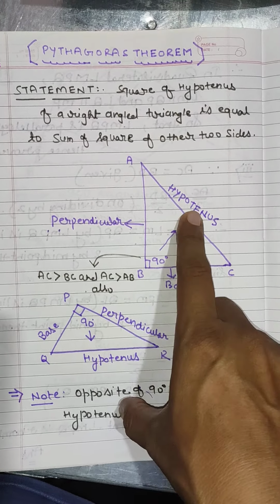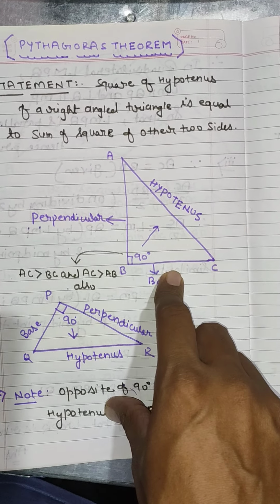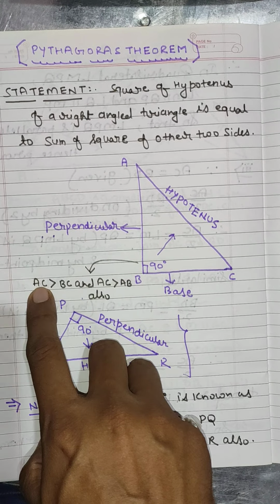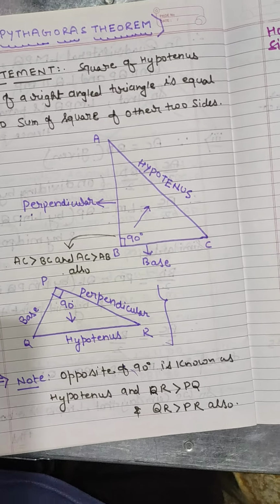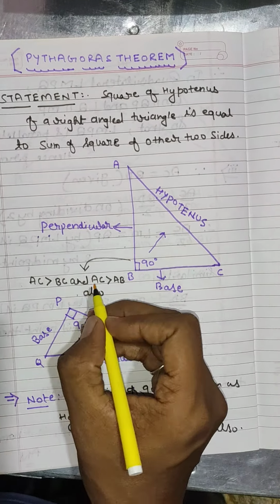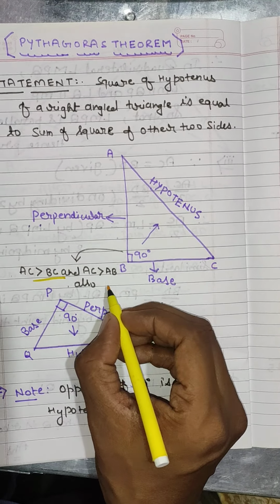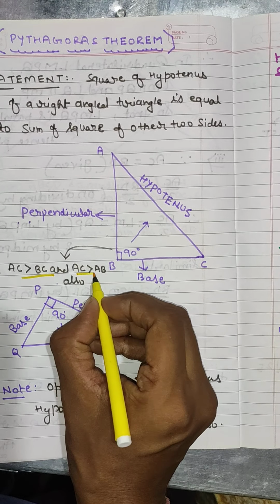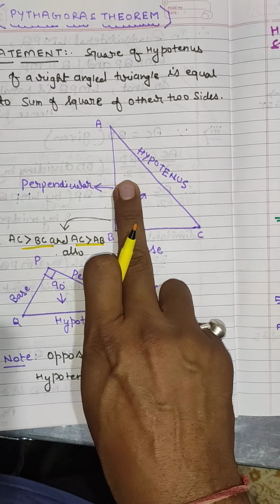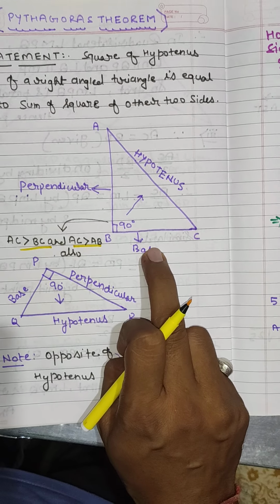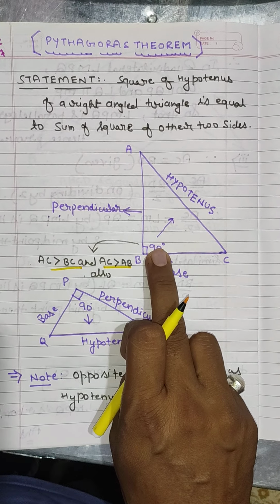Opposite of this 90 degree angle, the side is greater than the other two sides. I have written here also, AC is always greater than BC, and AC is also greater than AB. So this side is always greater than this perpendicular and this base also. Why? Because you can see at B the angle is 90 degrees.